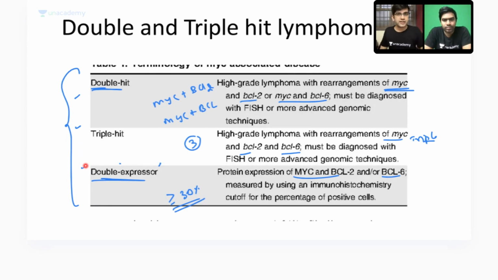See, maltoma is a low-grade lymphoma, right? Just maltoma. All this is for a high-grade lymphoma, for a DLBCL.